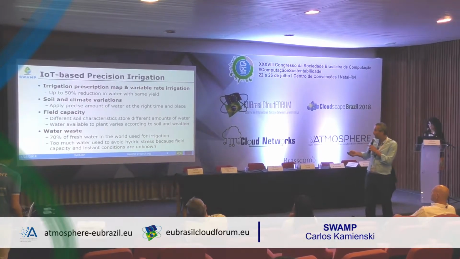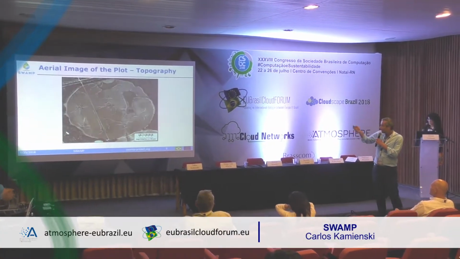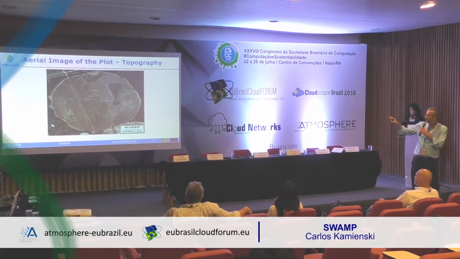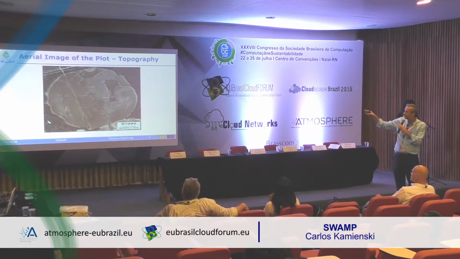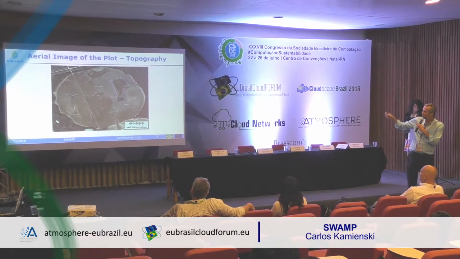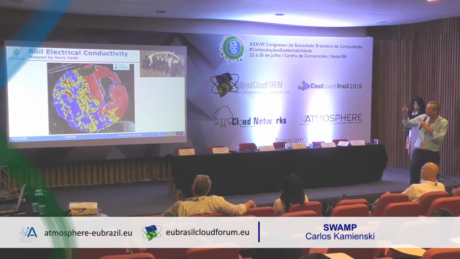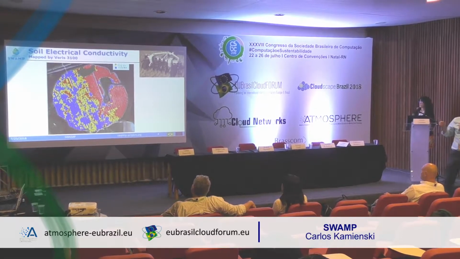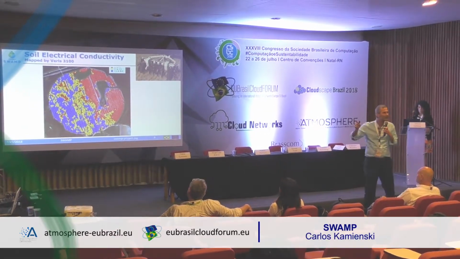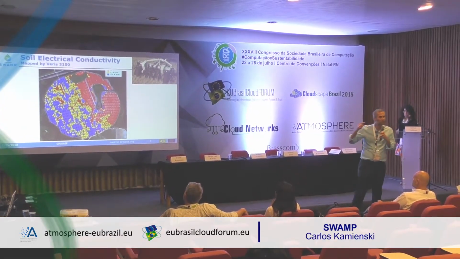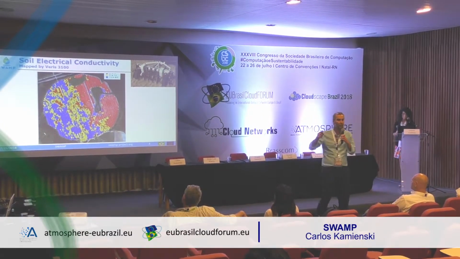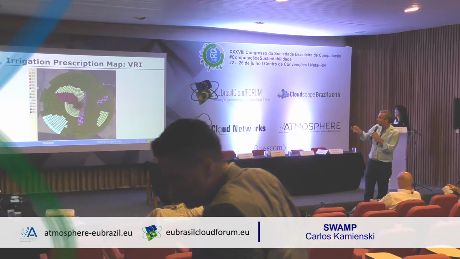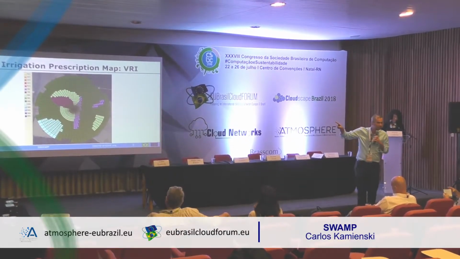So what do we have to do? First, this is the naked soil. You have to understand the topography, and from that you do a soil electroconductivity test, and then you understand that you have different soil types like clay or rock or sand, which have different field capacities. Based on that you determine that you have different management zones.